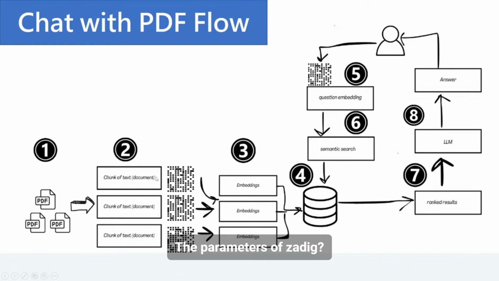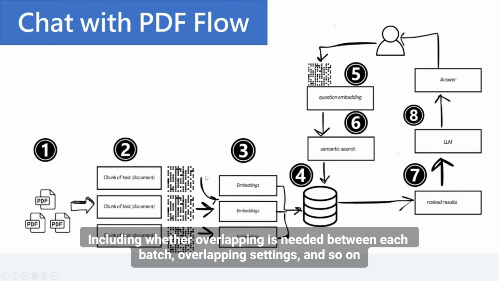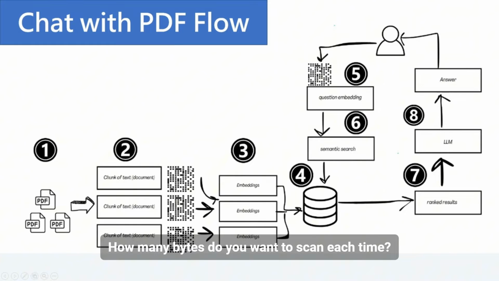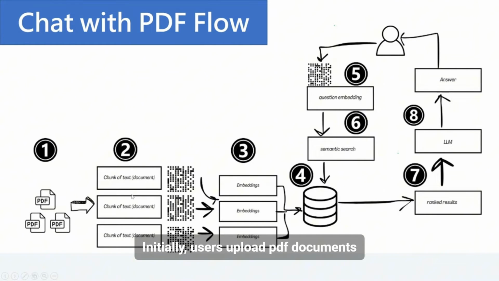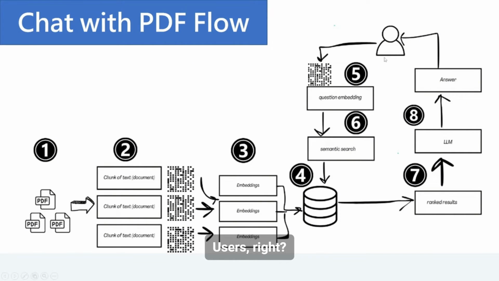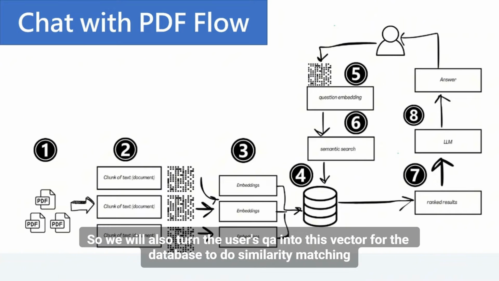The parameters of the chunking, including whether overlapping is needed between each batch, the overlapping settings, and so on, and how many bytes you want to scan each time. Let's briefly explain the whole process first. Initially, users upload PDF documents. We will perform parsing first, then embed into the vector library here. Then users can do QA. So we will also turn the user's question into a vector for the database to do similarity matching.